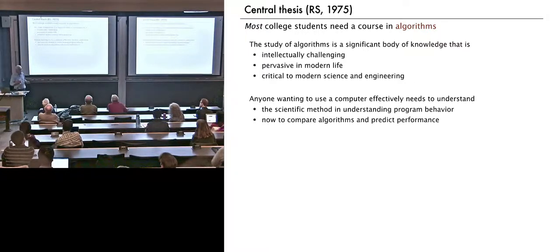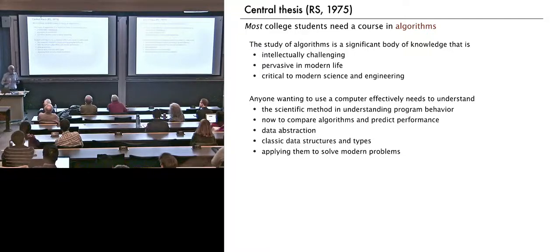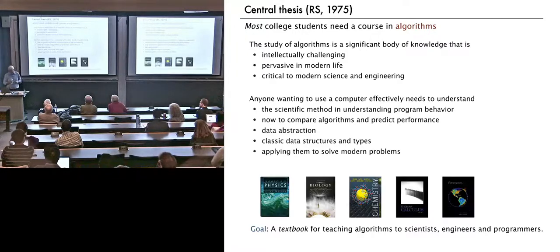And so really, to use a computer effectively, you need to understand how to understand program behavior, how to compare algorithms and predict performance. You need to know something about data abstraction and all the data structures and types that have been invented and how to apply them to modern problems. We could see that even in the 70s, even before when every university had just one computer.